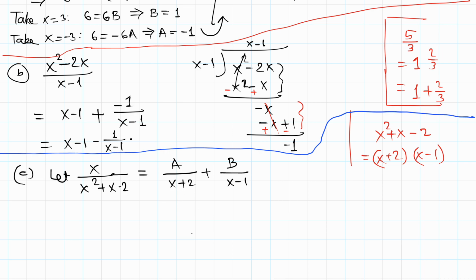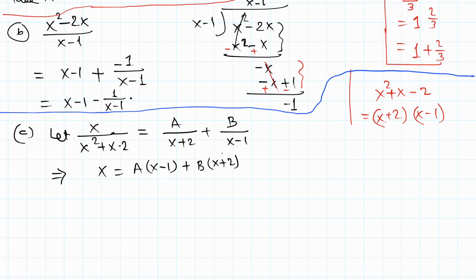Then, like last time, when these are distinct, this implies the top: x equals a times x minus 1 plus b times x plus 2. It's exactly like part A, okay? Now we want to get the values of a and b.